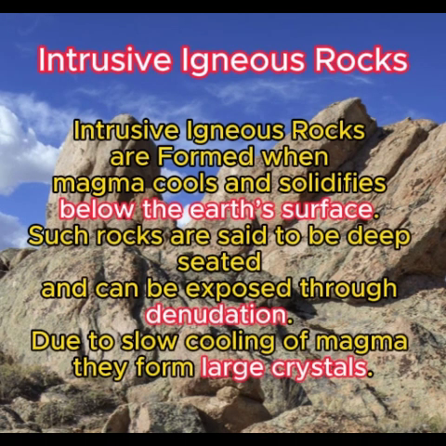Intrusive igneous rocks are formed when magma cools and solidifies below the Earth's surface. Such rocks are said to be deep-seated and can be exposed through denudation. Due to slow cooling of magma, they form large crystals.